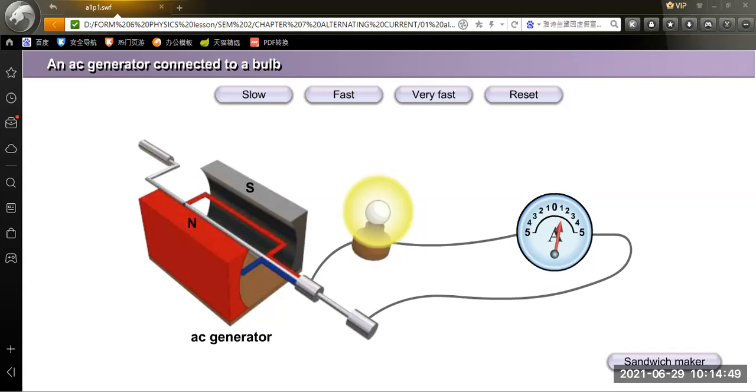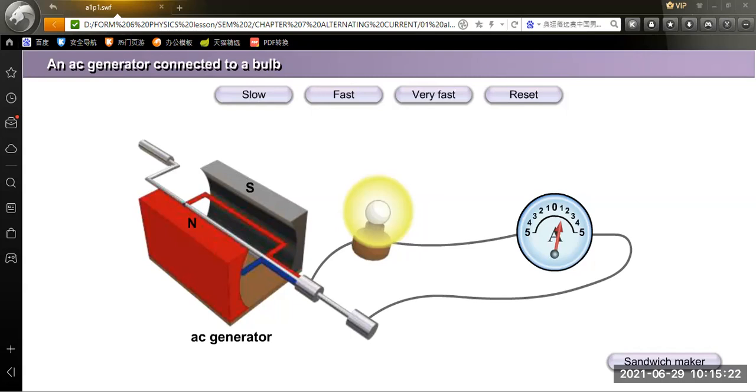Ladies and gentlemen, now we look at here. When the direction of the current changes, it means that the current flows in one direction and then in the reverse direction. So from here, we call this an alternating current.